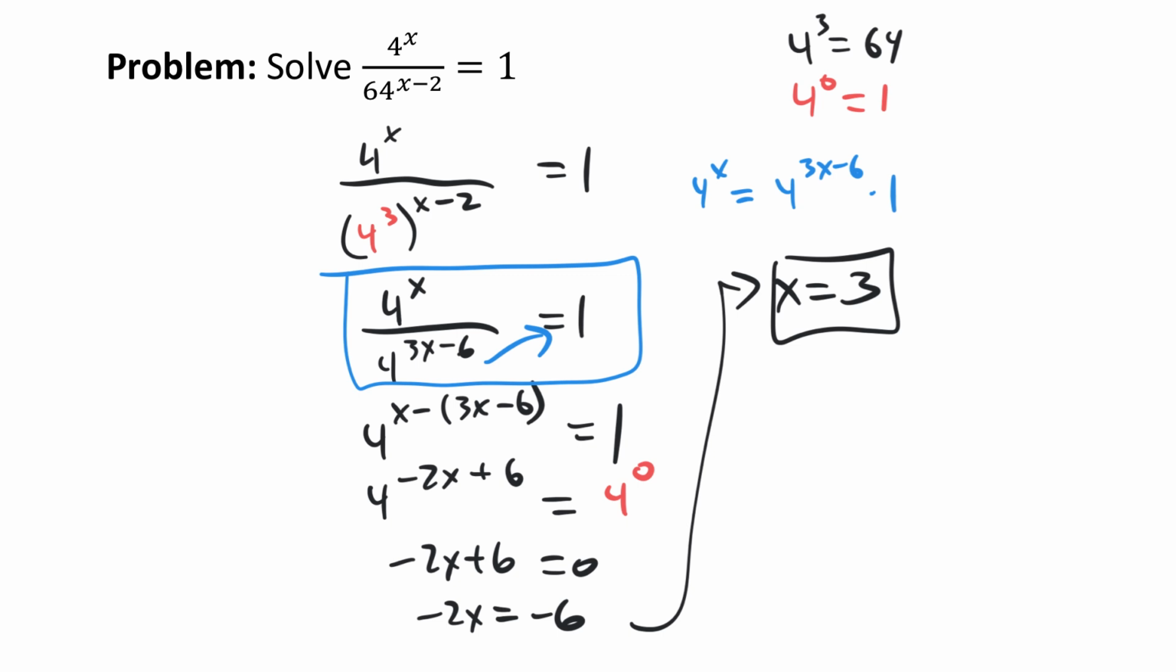But multiplying over won't always work. So as you'll see in future lessons, we do need to be able to use this exponent rule here, where we're dividing and then we subtract. But if you saw that, it's a nice little shortcut on this one.